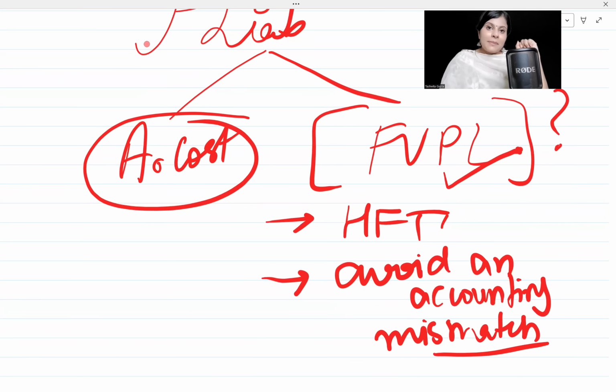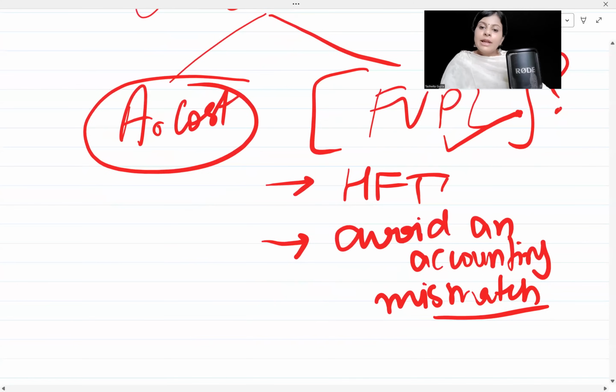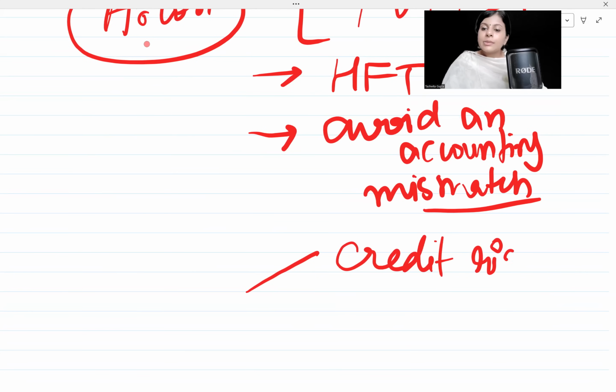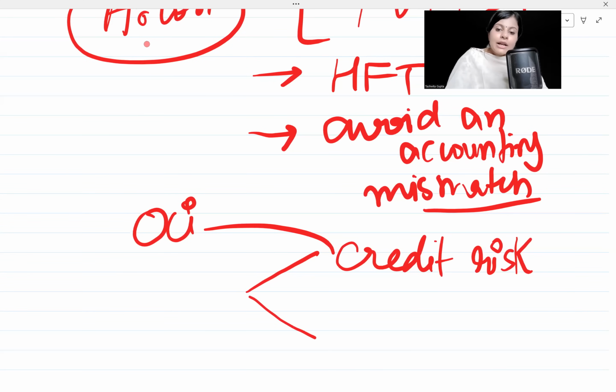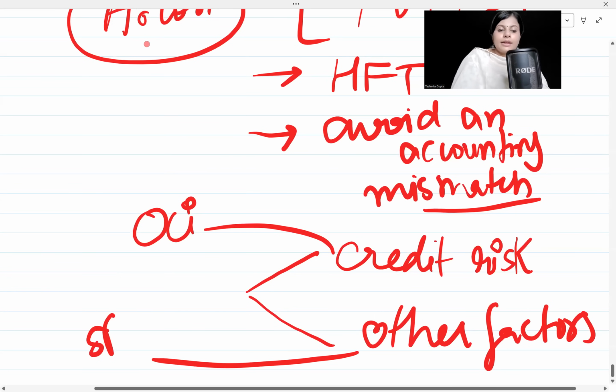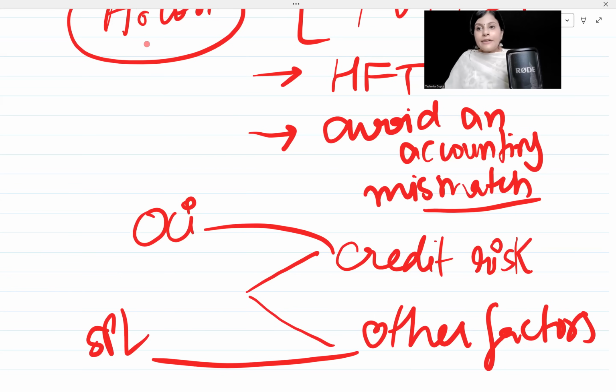Now, further they say, within this, there will be a fair value movement because of the credit risk of your liability. If you are liable to make a payment, credit risk means you will go bankrupt or have financial difficulty due to which you won't be able to repay. So the fair value movement due to credit risk goes through OCI, and the fair value movement due to other factors, market factors, goes through P&L. Right? So this is what is there in our IFRS 9 basics.